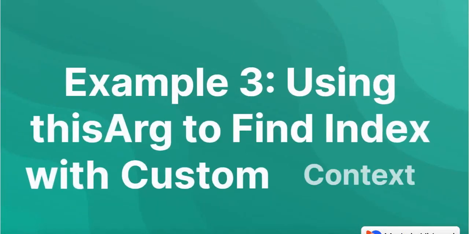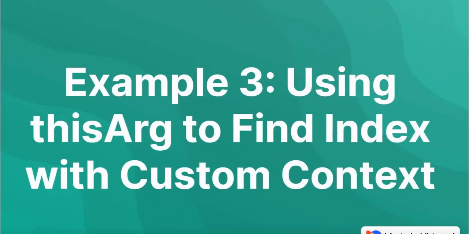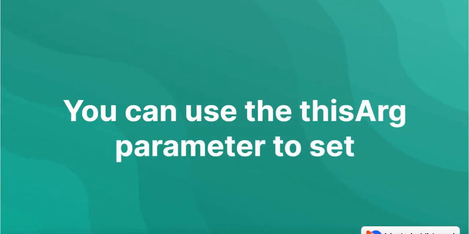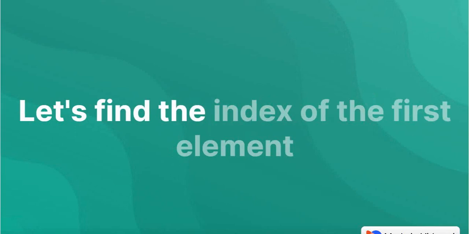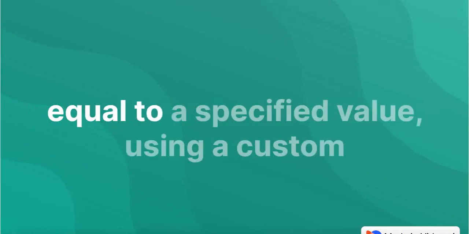Three, using thisArg to find index with custom context. Use the thisArg parameter to set the context for the callback function. Let's find the index of the first element equal to a specified value using a custom context.